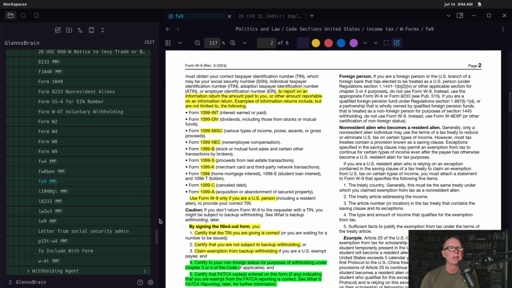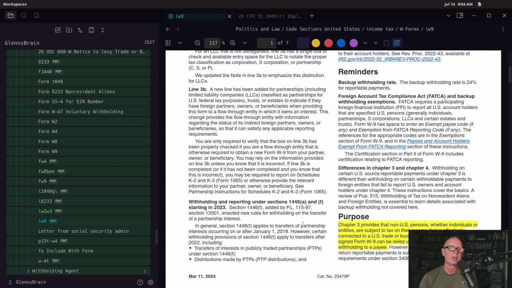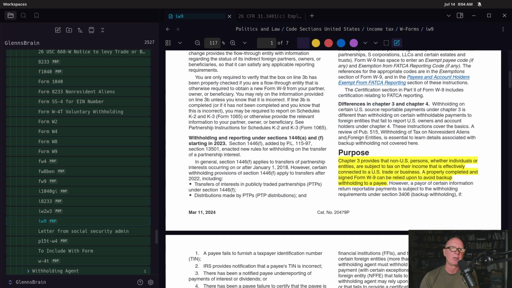All right, so let's jump over to the instructions, because it gets a little bit more informative when we get to the instructions. So let's look at the purpose of this form. Chapter 3, again, non-resident aliens, provides that non-U.S. persons, whether individuals or entities, are subject to tax on their income that is effectively connected to a U.S.